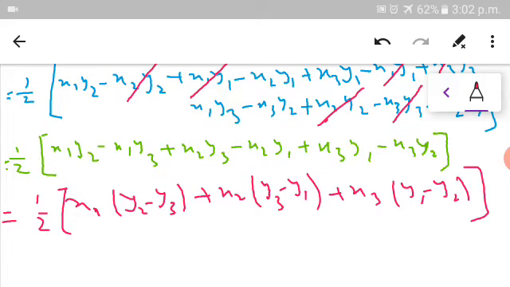Now see, because area is always positive, whenever you are having a negative value in area, you have to write it as positive. Okay, then this formula is quite long, so I'm going to give you one small trick by which you can learn this. So the trick is here.